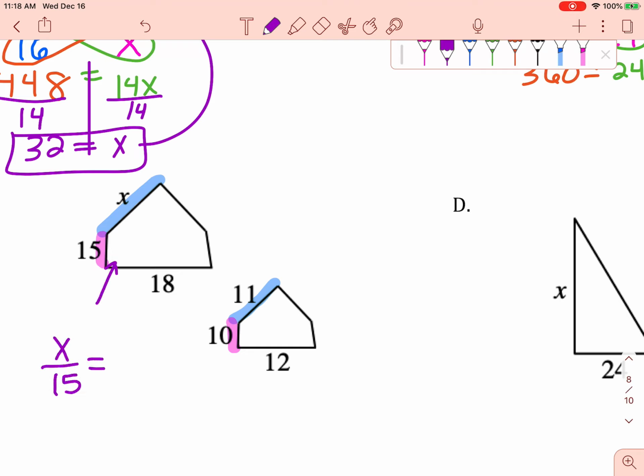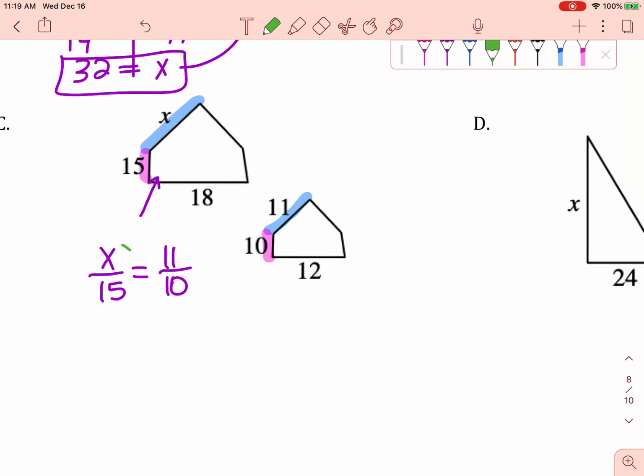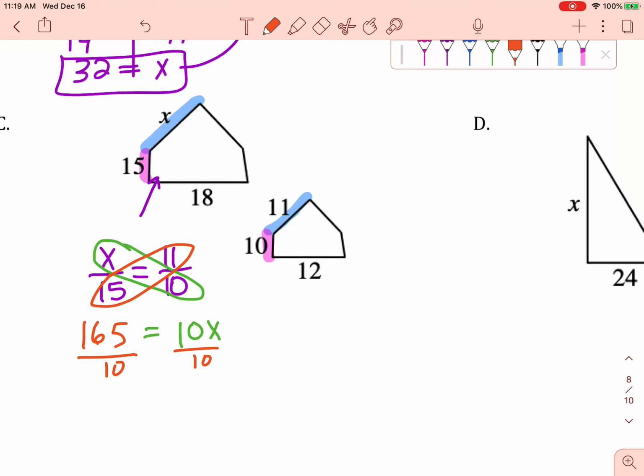X over 15 is equal to, and then again I did blue over pink, so I have to do blue over pink. As long as you keep it nice and organized, your proportion is correct. There are multiple ways that you could have written the proportion. So 10x is equal to 15 times 11, which is 165. Divide by 10 on both sides. And 16.5 is equal to x.